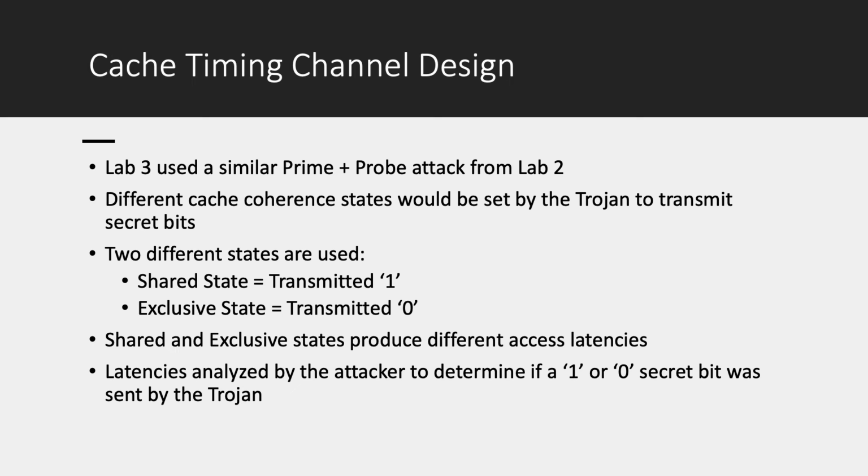This type of timing channel attack is possible because the shared and exclusive states have access latencies that are ever so slightly different. During each iteration of the simulation, the attacker would analyze the latencies and then determine if the Trojan was trying to transmit a 1 or transmit a 0.